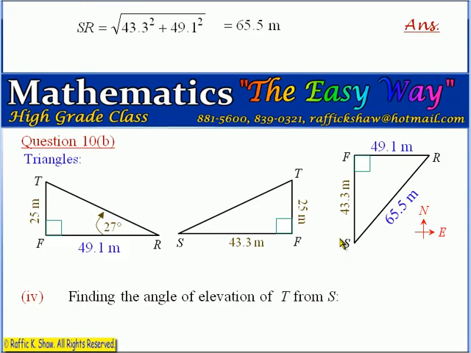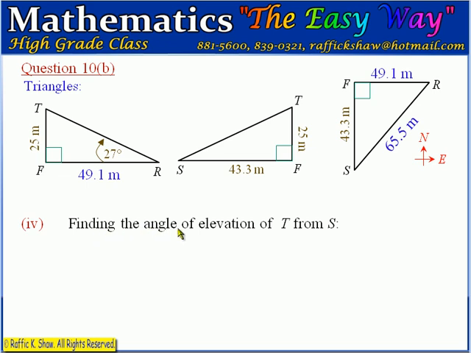Let's move down now to part 4. Now part 4 wants us to find the angle of elevation of T from S. Remember that SF is horizontal, and that's our vertical tower. And so the angle of elevation of T from S would be the angle above the horizontal here. We can show that on the diagram. Let's call that angle theta. So that angle will be the angle of elevation of T from S, and we are calling that angle theta.